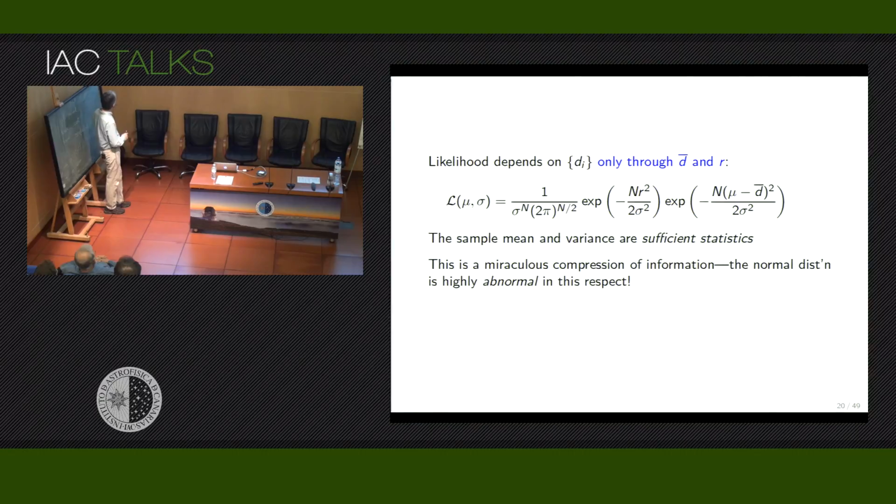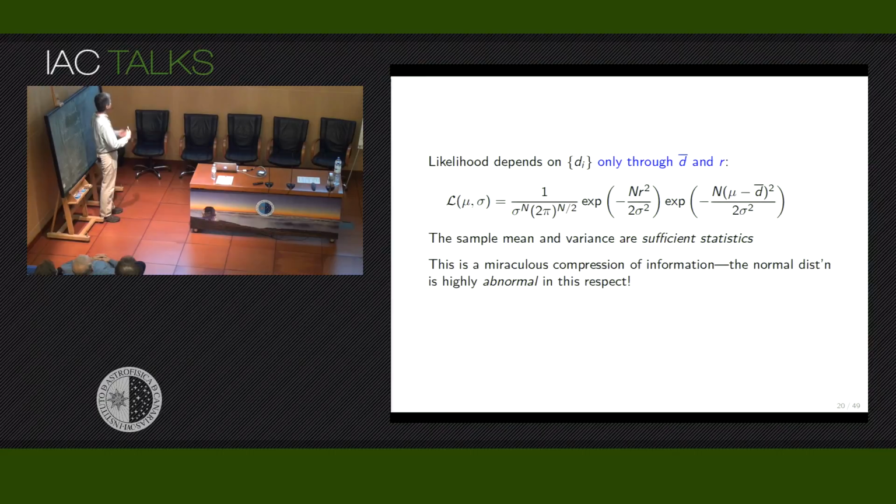All right. So this is something that Jose alluded to yesterday. The likelihood function here depends on the data, those n values of data, only through their mean and through this residual, the sum of the data minus the mean squared. So in statistics terminology, we say that the sample mean and its variance here are sufficient statistics.